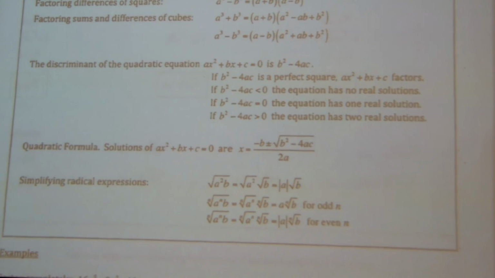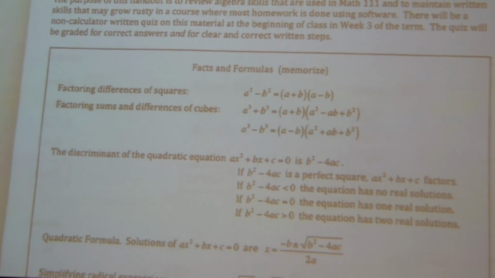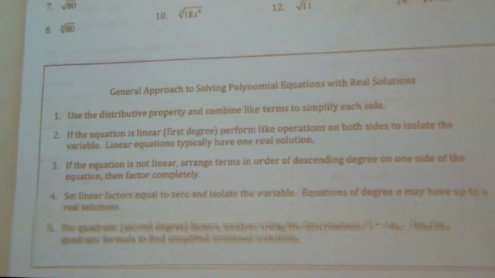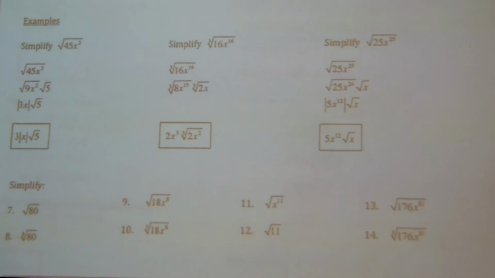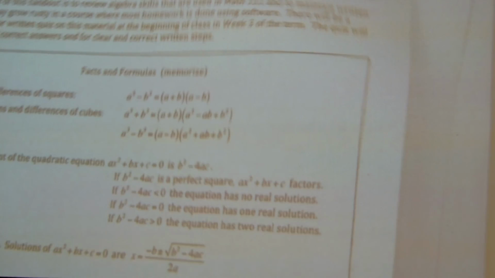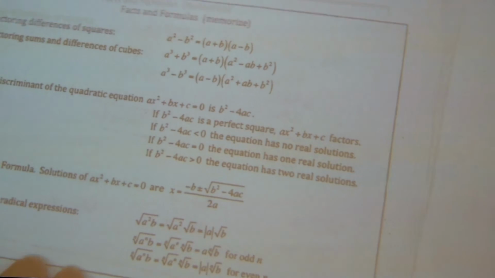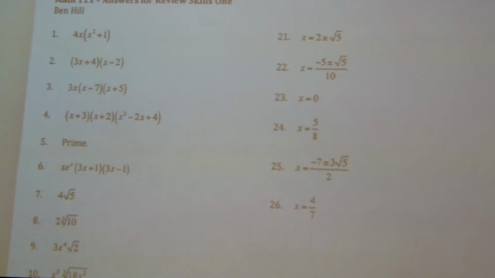And then what follows here is a review handout that you can use to help you. You should be able to do this without a calculator, but if you're finding that you're rusty or you're not sure of your answers, read this handout here about some of these facts and formulas that you should have in your memory for Math 95, general approach to solving polynomial equations, examples for simplifying roots, for instance, worked out with steps, and more examples on solving equations. And finally, the last page is solutions to all of those review skills.